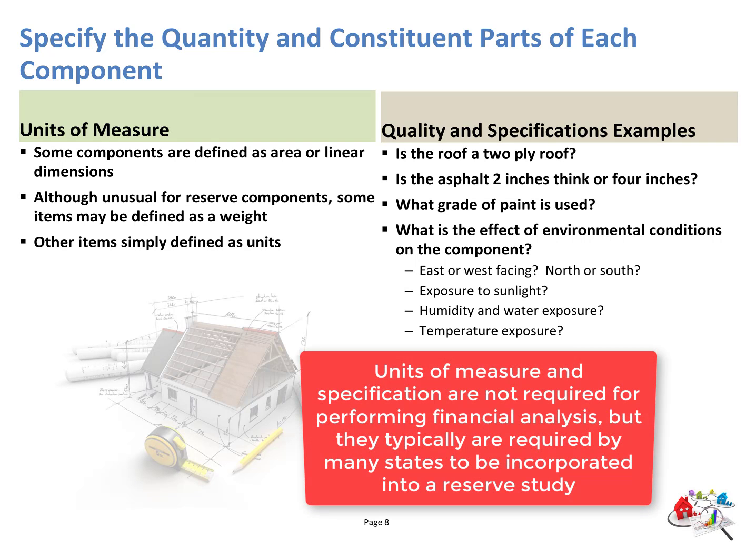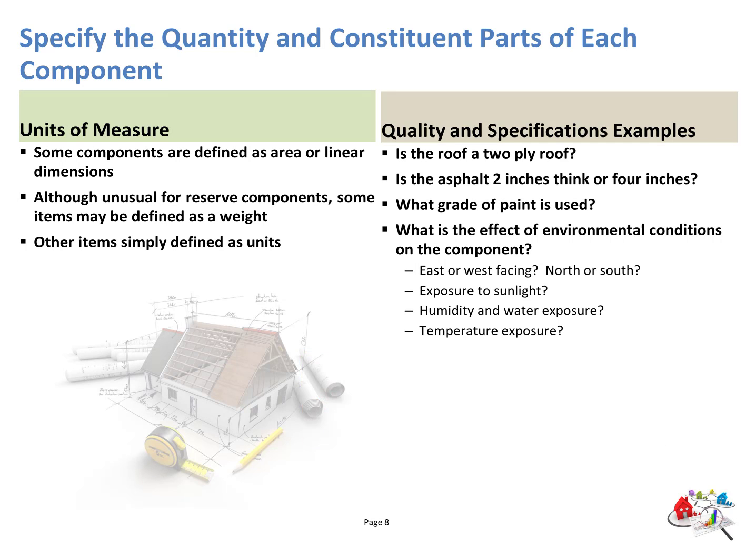When you're looking at the quantity and constituent parts, you need to look at the unit of measure. It might be square feet or linear feet. Sometimes it might be defined by weight, or they might be defined as units, or you might refer to them as each. And look at the quality and specification. Here are some examples. Is the roof a 2-ply roof? Is the asphalt 2 inches thick or 4 inches thick? What grade of paint? Things like that.